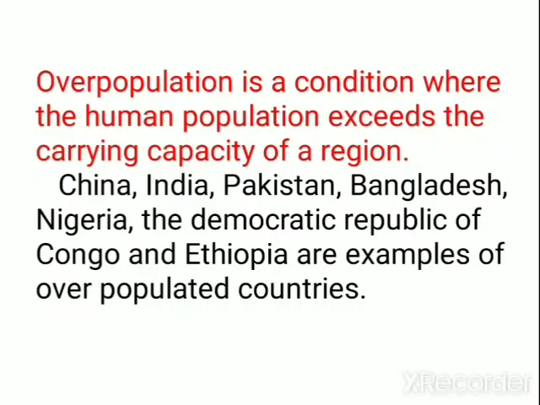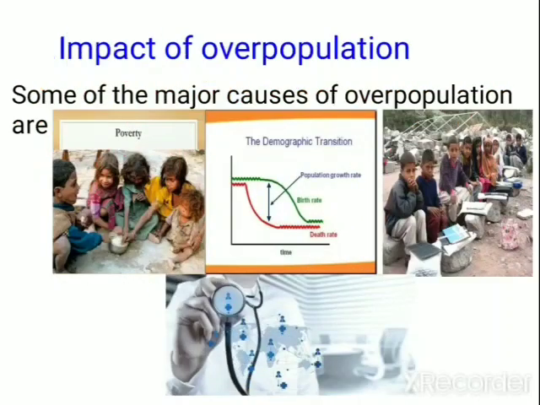Countries like China, India, Pakistan, Bangladesh, Nigeria, the Democratic Republic of Congo, Uganda, and Ethiopia are some examples of overpopulated countries. What are the causes of overpopulation? Some of the major causes are high birth rate, low death rate, poverty, illiteracy, and better medical facilities. So these are some of the causes of overpopulation.